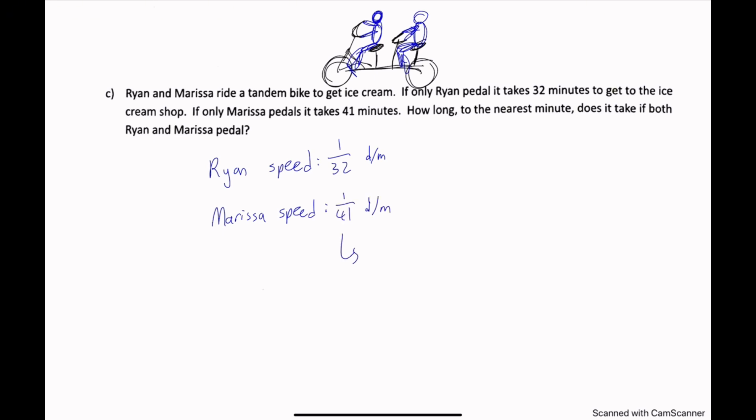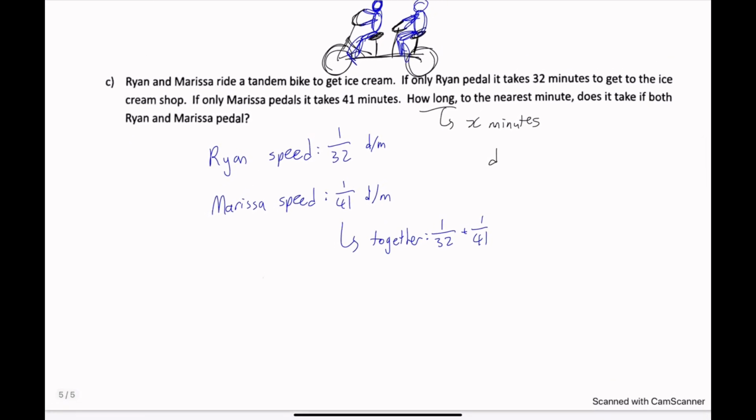And so if they pedal together, then their collective speed is going to be 1 over 32 plus 1 over 41, right? And then how long to the nearest minute does it take? Let's say that the time it takes is x minutes, right? And then we want to go the distance d in x minutes, right? So that means that the speed has to be 1 over x. So this thing equals 1 over x.